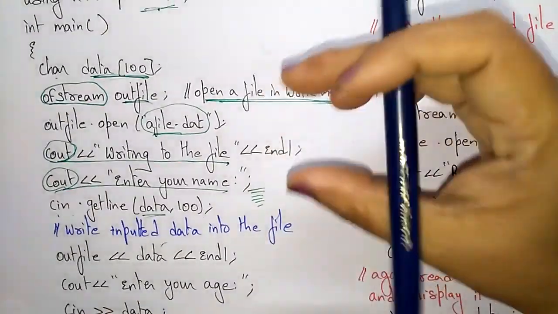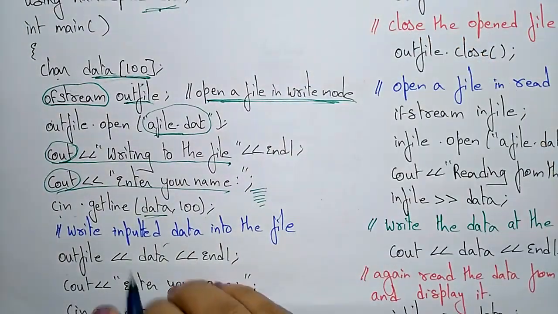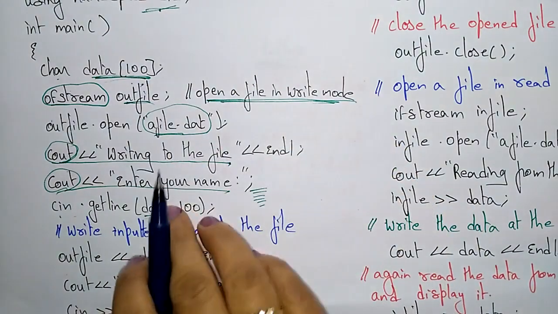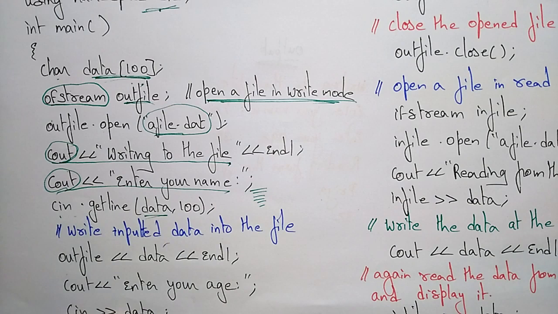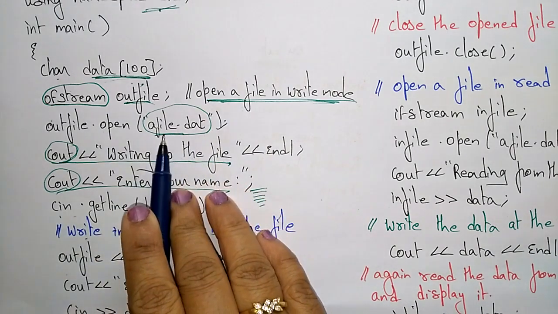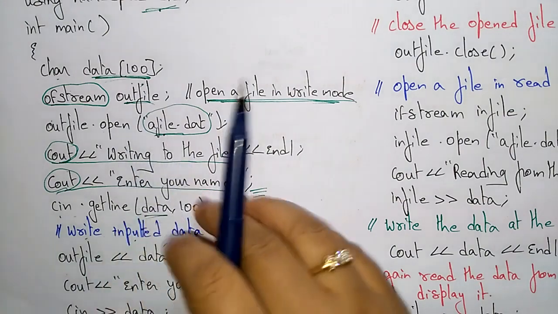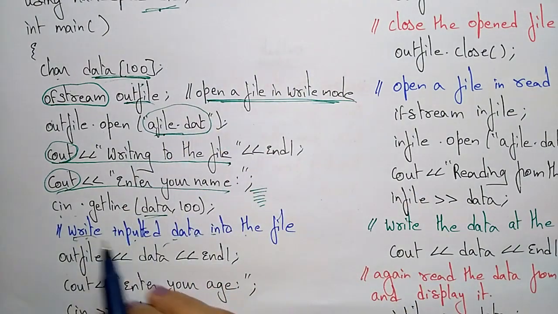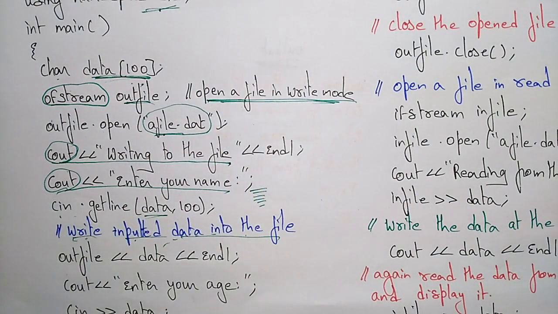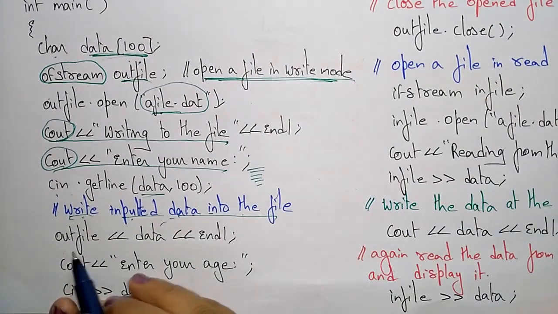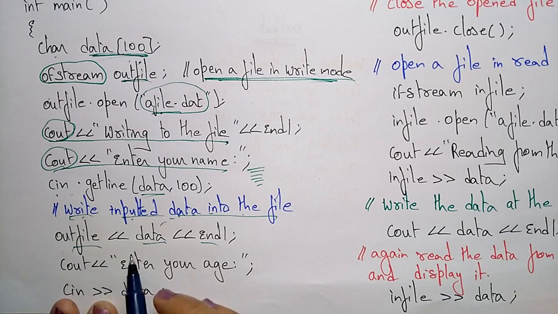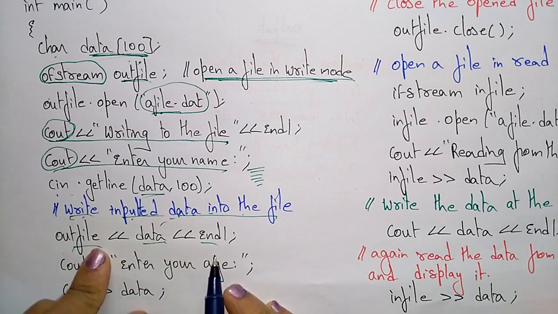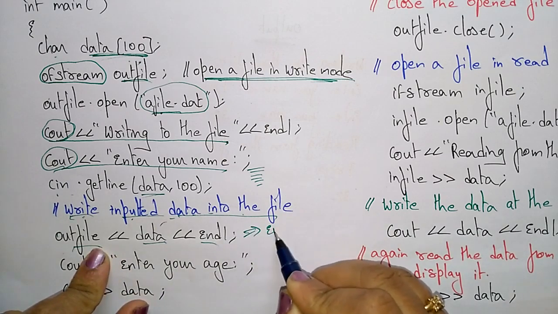So here I open a file in write mode. Now in the file I opened, in that write mode, I have to enter the values. So write the input data into the file. Whatever file I opened, afile.dat, now I have to enter the input values. How can I input it? outfile << data << endl. outfile << data << endl means it writes the values into the file.